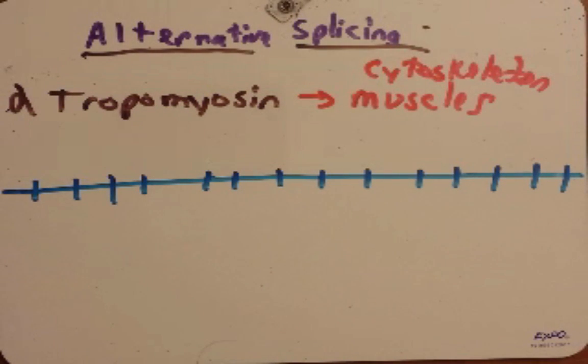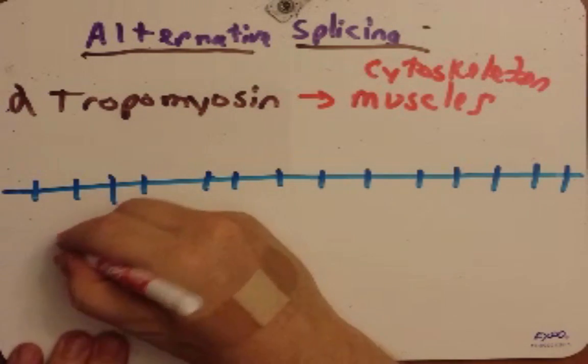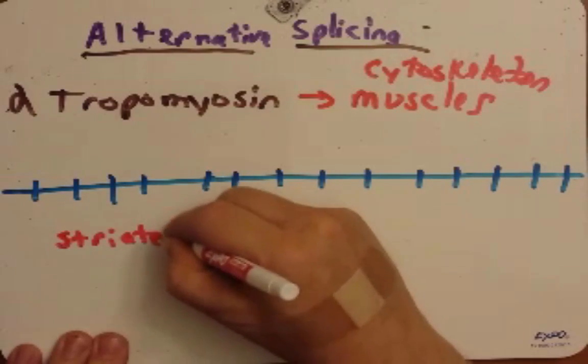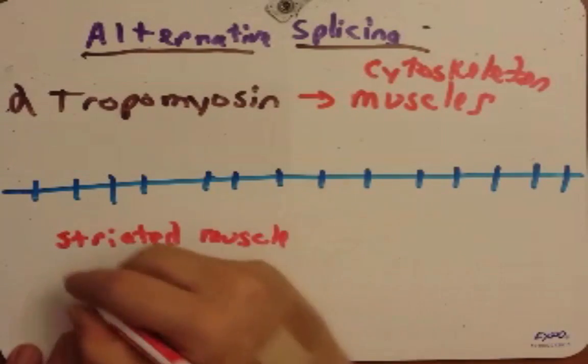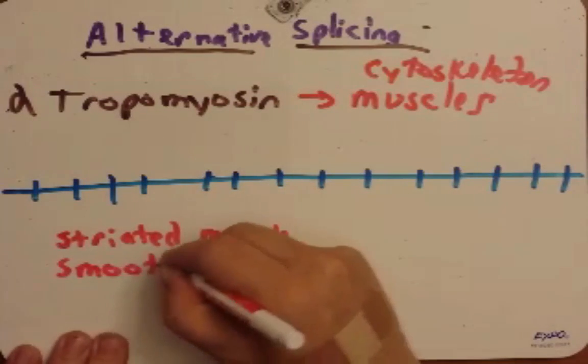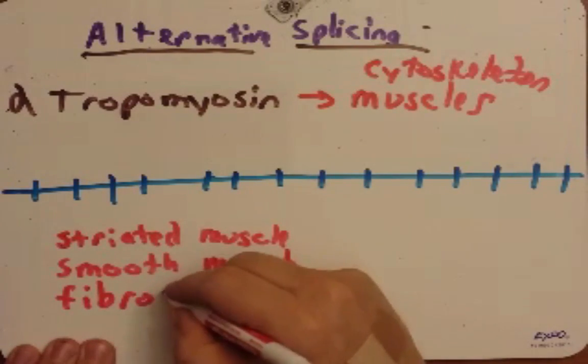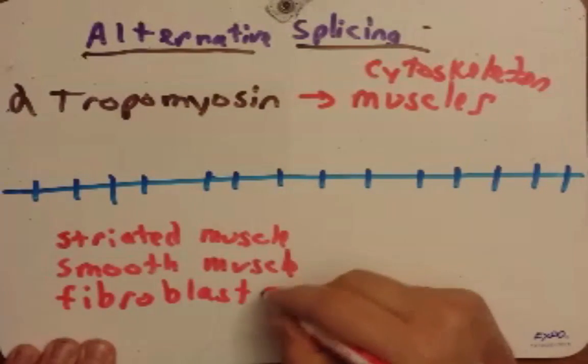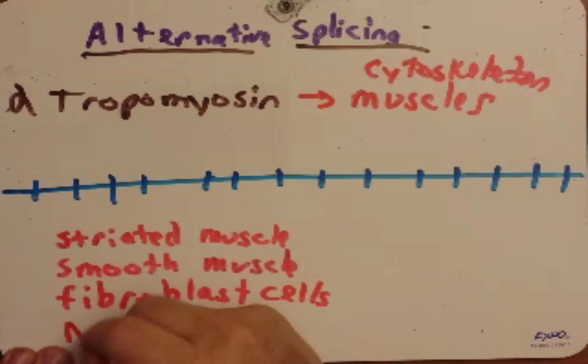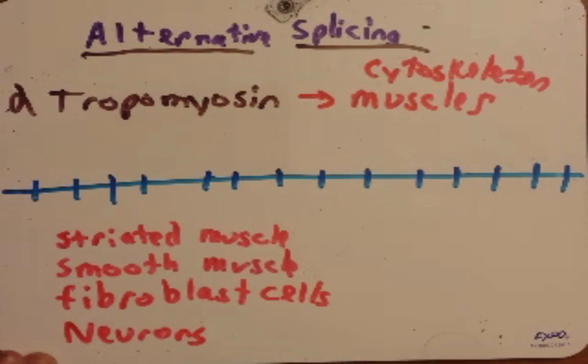This alpha tropomyosin protein is important in several functions. It's important in striated muscle. It's found in smooth muscle. It's important in fibroblast cells. It's also important in brain cells, in neurons. Now, each of these 4 cell types has this tropomyosin protein, and each makes it using this same gene. However, it is alternatively spliced in each of these.